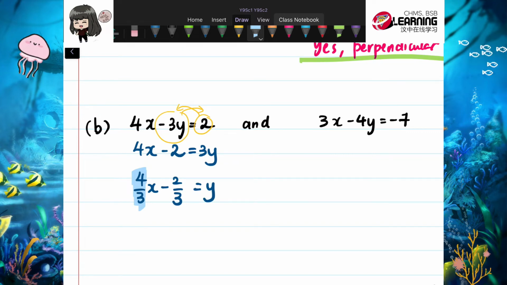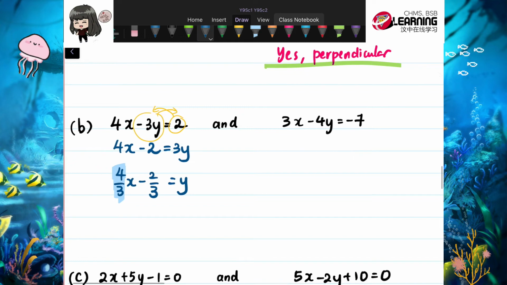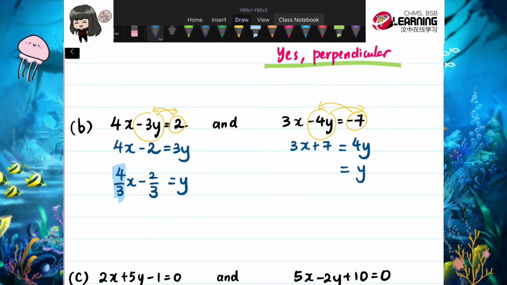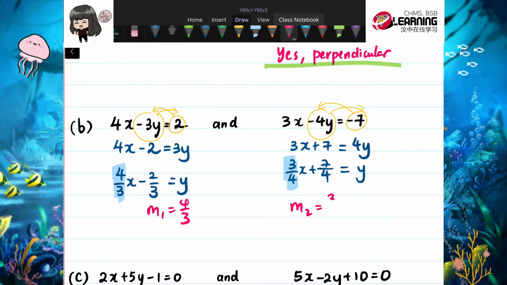How about my m2? Same here. I move the negative 4y to the other side, and it becomes plus, and the negative 7 to the other side. So it's 4y equals 3x plus 7. I divide both terms by 4, so m2 here is 3 over 4. So my m1 is 4 over 3, and my m2 is 3 over 4.